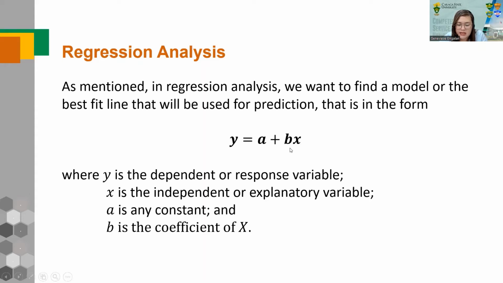So if b is positive, it means their relationship is positive, meaning direct. So if x increases, y also increases. If b is negative, as x increases, y decreases, right? Because it is the slope. Meaning if b is negative, the slope, the trend is decreasing.